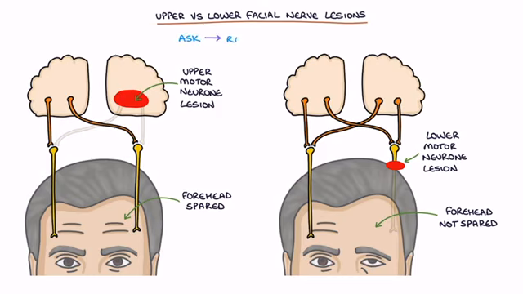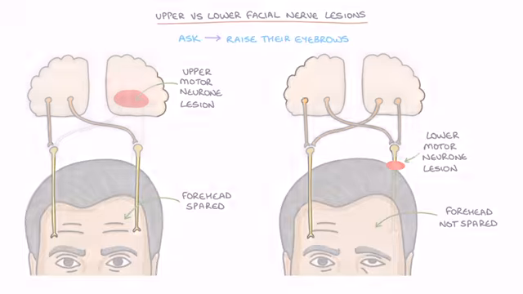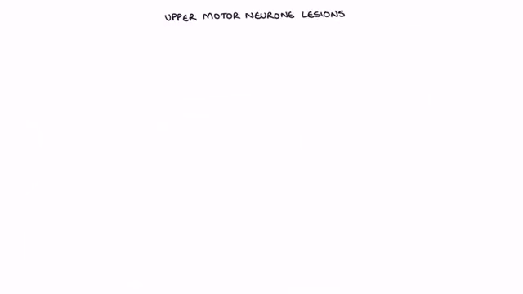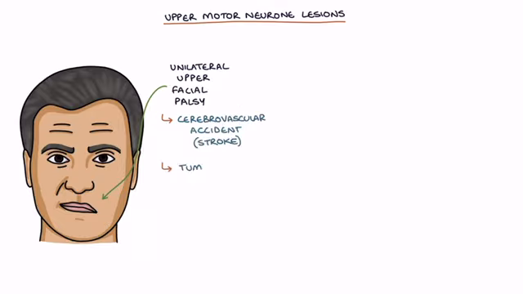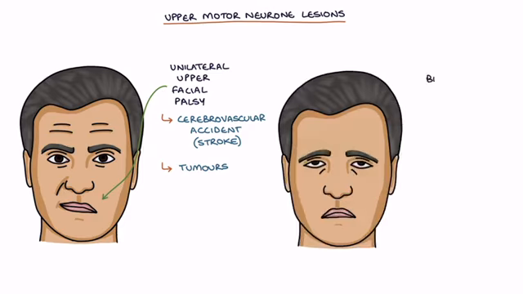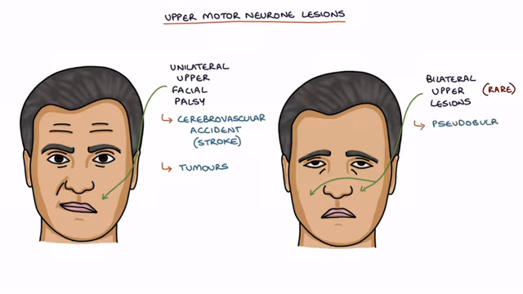So if you ask the patient to raise their eyebrows, if they have an upper motor neurone lesion, they'll be able to raise both eyebrows, but if they have a lower motor neurone lesion, they won't be able to raise their eyebrow on the affected side. Let's talk about upper motor neurone lesions. A unilateral upper motor neurone facial nerve palsy can occur with cerebrovascular accidents or strokes, or tumours. Bilateral upper motor neurone lesions are rare. They may occur in pseudobulbar palsies and motor neurone disease.